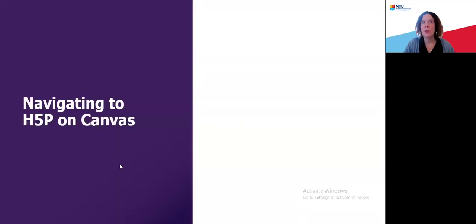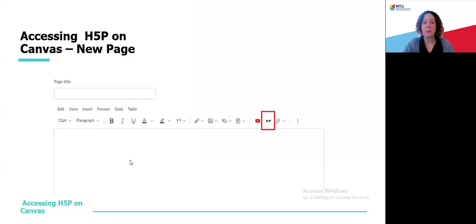And on our instruction documents, the categories are broken down as well. So you have the activity content types and the layout content types. So now, just navigating to H5P on Canvas. If you're accessing H5P on Canvas and you're setting up a brand new page, you can see your page here, and along the rich content editor, you'll see the icon here for H5P. So you just select that.